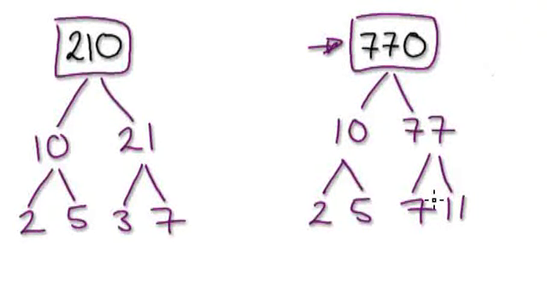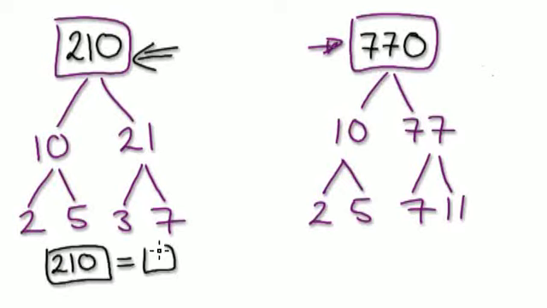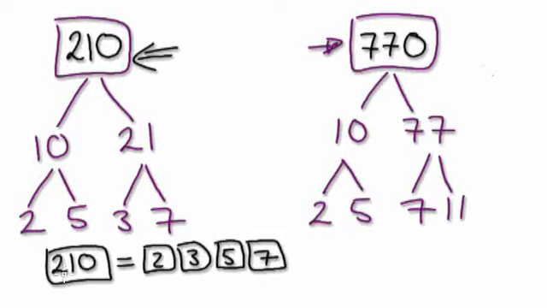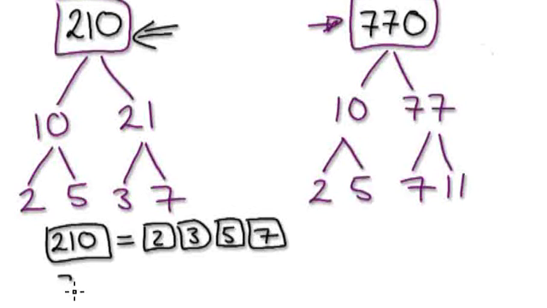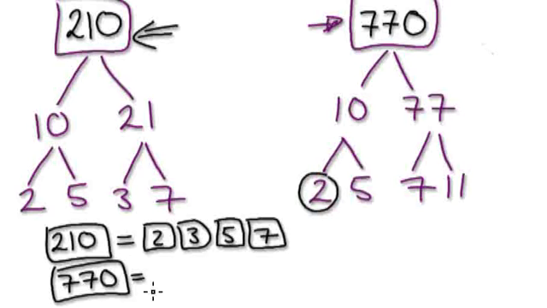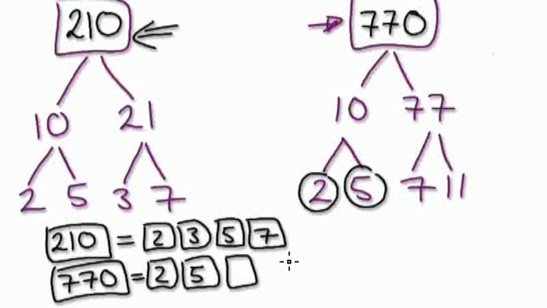Now let's look at this one here. So we can write 210 as a product of primes. Let's try and keep it in order. That equals 2 times 3, and then times 5, and then times 7. So you can visualize 210 as 2 times 3 times 5 times 7. Now look at 770. Let's visualize 770 as a 2 times a 5 times a 7, and then times 11.